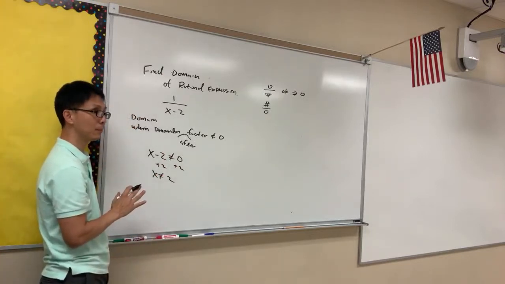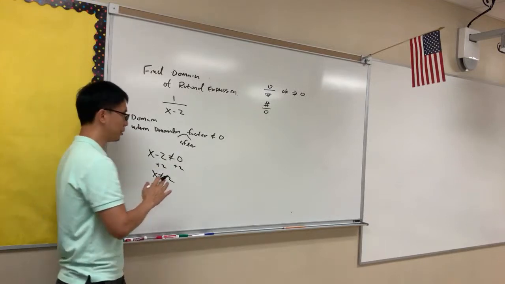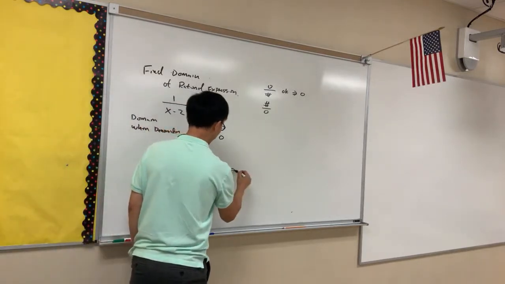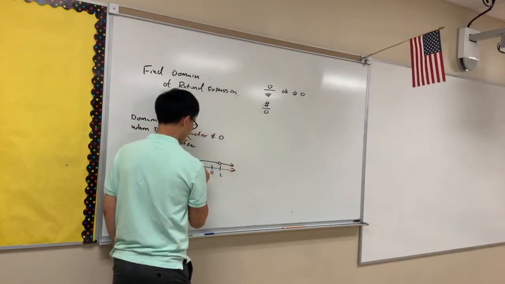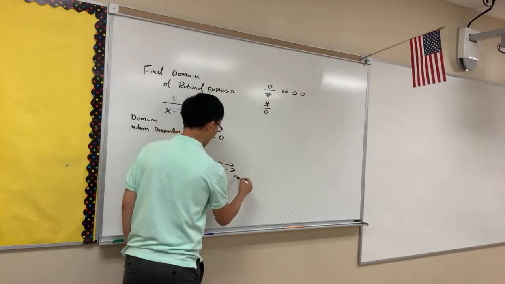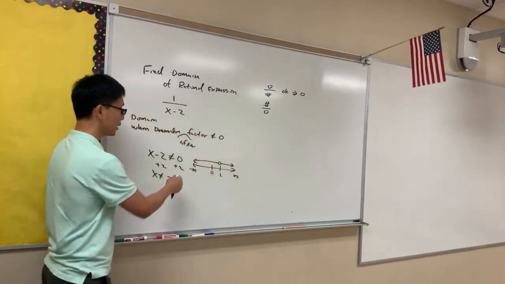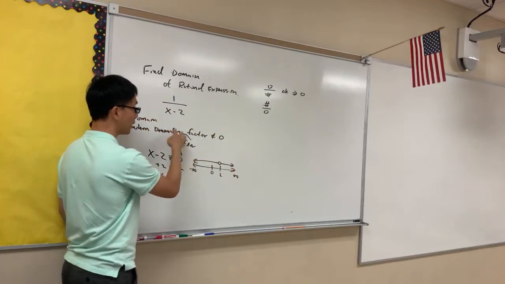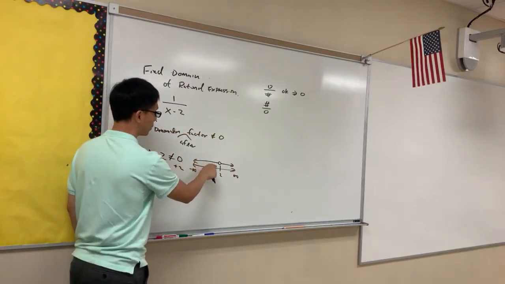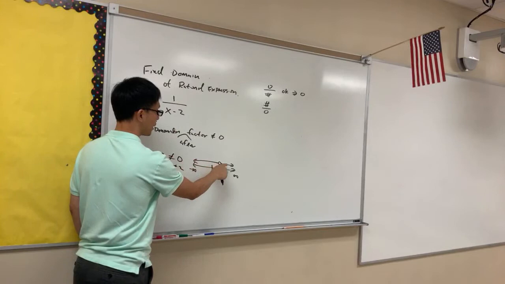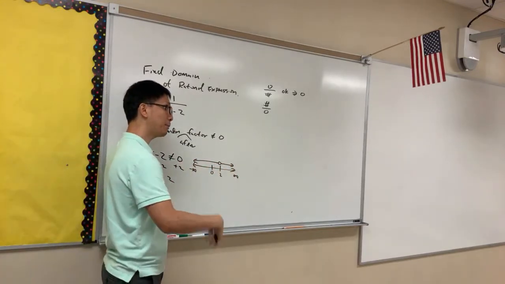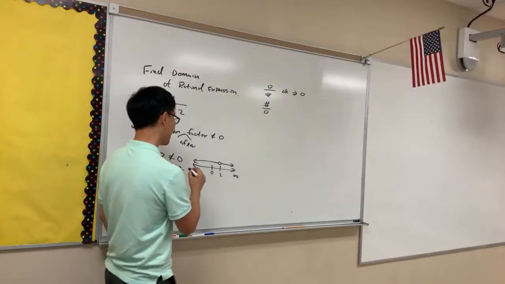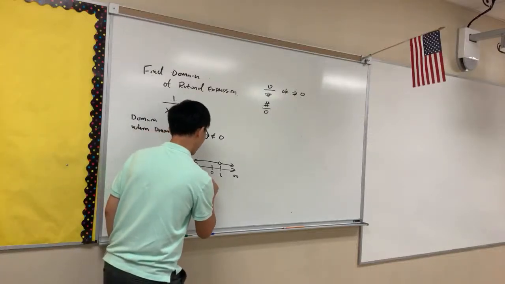But how do I graph that x cannot equal 2? If I want to graph it, this is 0, this is 2, and it goes from negative infinity to infinity on a number line. My domain is any number between negative infinity and 2, and then 2 to infinity. Now, a deeper way is with something called interval notation. Have you guys ever heard about interval notation?